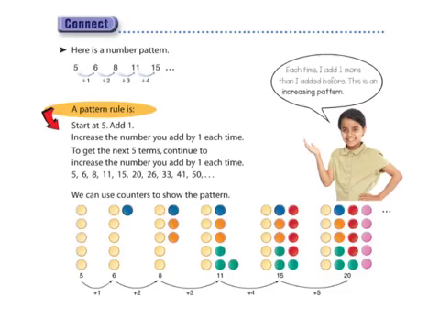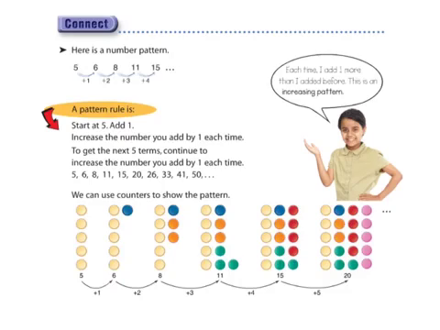The pattern rule could be described as start at 5, add 1, increase the number you added by 1 each time. So this makes your rule very specific. You've indicated your starting point, you've indicated how much you've added the first time, and then how much you continue to add each time. And we can see this in picture form as well.